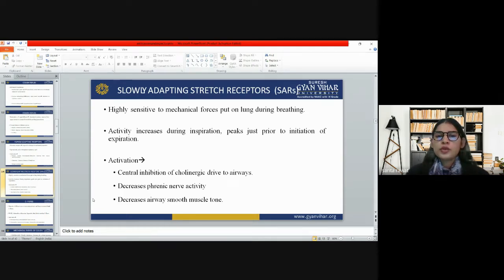Now coming to the slowly adapting stretch receptor, what are they and how do they activate? They are highly sensitive to the mechanical forces put on the lungs during breathing, and their activity increases during inspiration and peaks just prior to the inhalation of the expiration. They are active through central inhibition of cholinergic drive to the airway, decrease vagal nerve activity, and decrease airway smooth muscle tone.